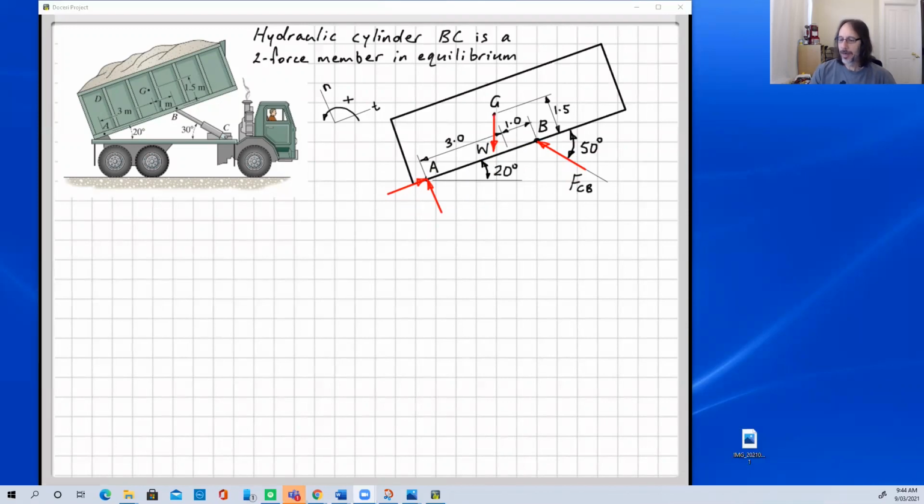Okay, so label our unknowns. FCB for the force in the cylinder BC, and the reaction forces at A, call them RAN and RAT, indicating that we're using that normal and tangential coordinate system.